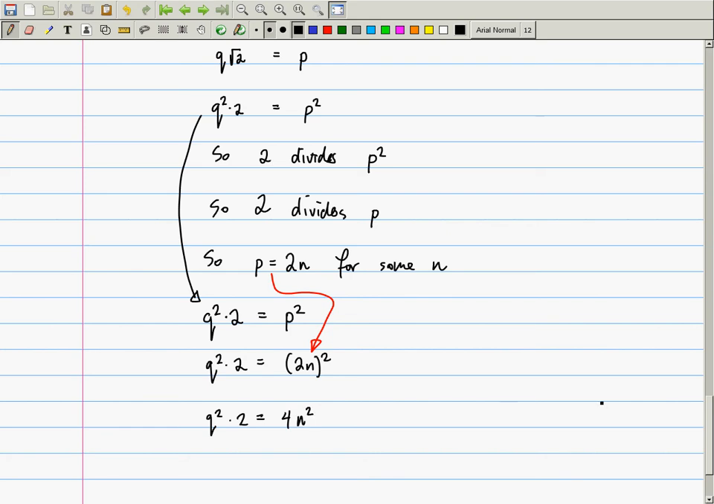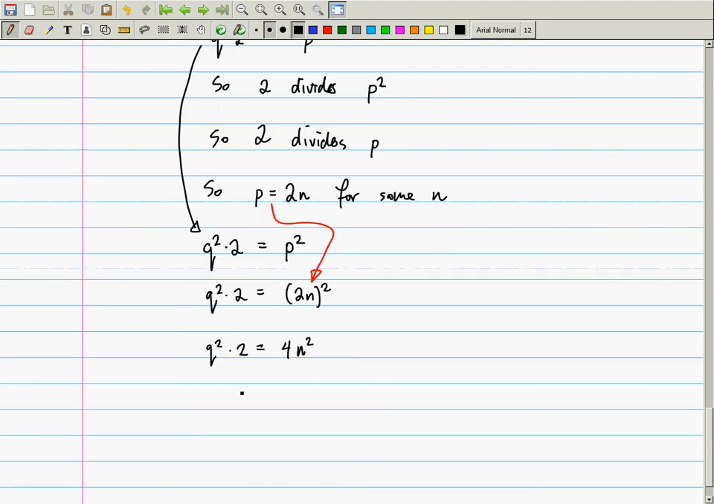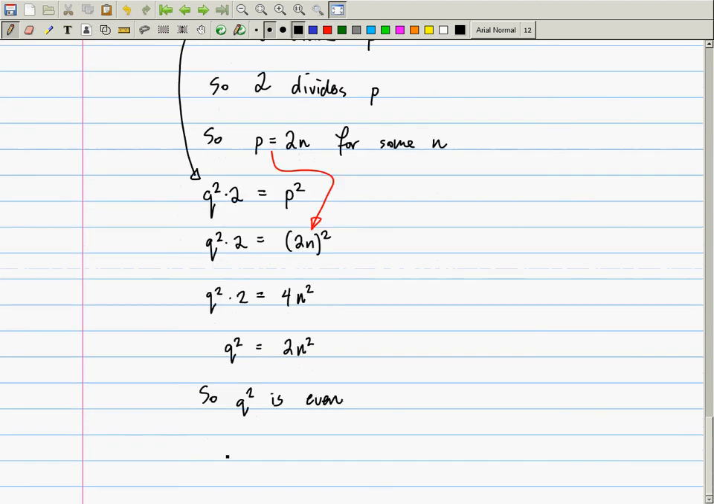So q squared times 2 is 4 times n squared. So now I can divide both sides by what? By 2, and then I get q squared is equal to 2n squared. So that means that q squared is even. If q squared is equal to 2 times n squared, then q squared must be even. So q squared is even, so q is even. But wait a minute. Now we have a problem. Now we have a big problem. What big problem do we have?